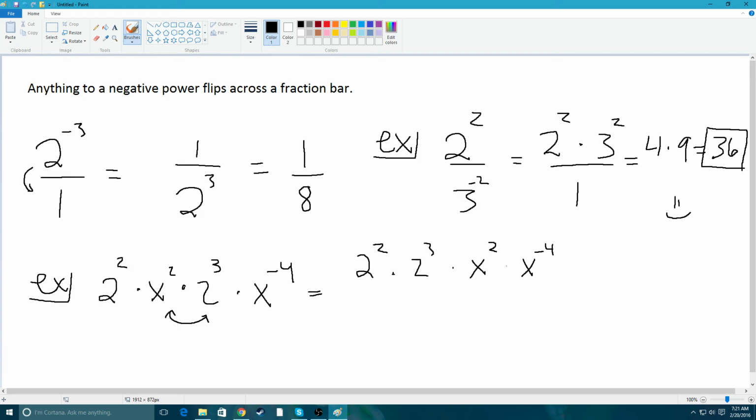So 2 to the second times 2 to the third, that's going to give us 2 to the fifth. Because we have the same base, we can add the exponents together. And then x to the second times x to the negative fourth, we combine those exponents together. 2 minus 4 gives us x to the negative 2. So the positive exponent stays on top of a fraction. A negative exponent has to drop below the fraction bar.